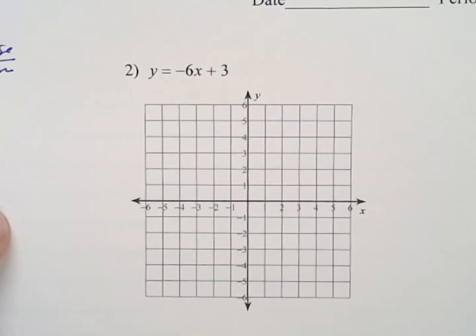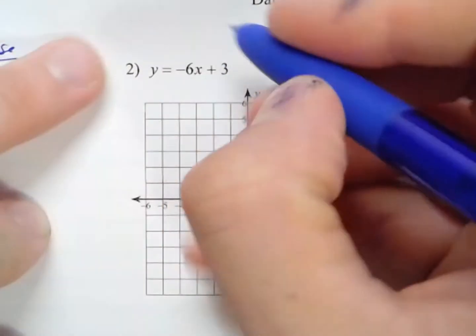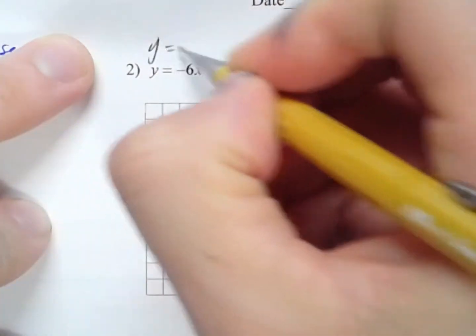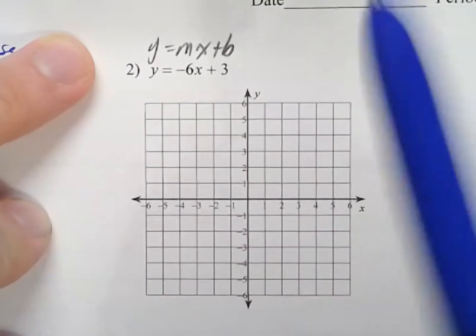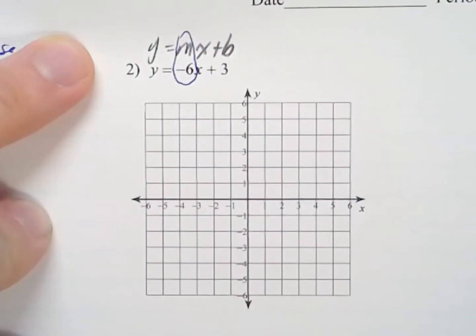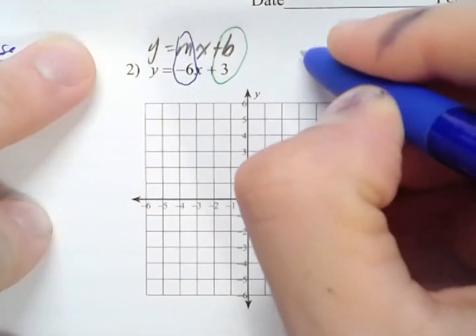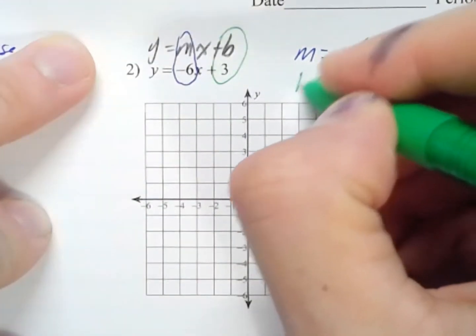Right here, y equals -6x plus 3. Well, in this case, again, this is y equals mx plus b, right? So the m is -6. It's the coefficient on the x. So the m is -6, and the b is +3. So we have an m of -6 and a b of 3.